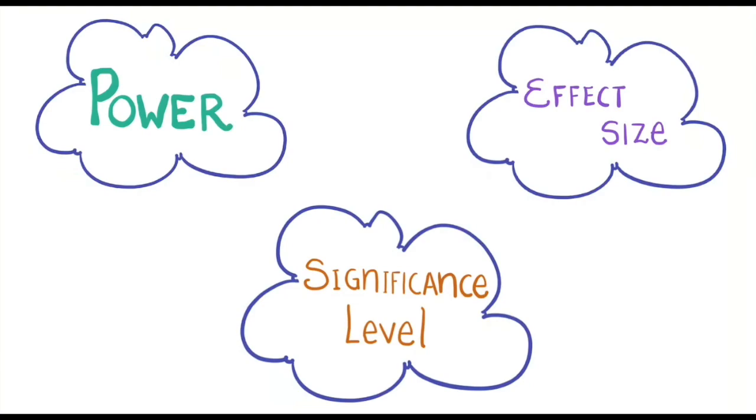Power is the probability that the researcher will make a correct decision to reject the null hypothesis when it's false. The more power a study has, the less risk for type 2 errors to occur. The less power the study has, the higher the risk for type 2 error to occur. Other factors like effect size and significance level also influence power.